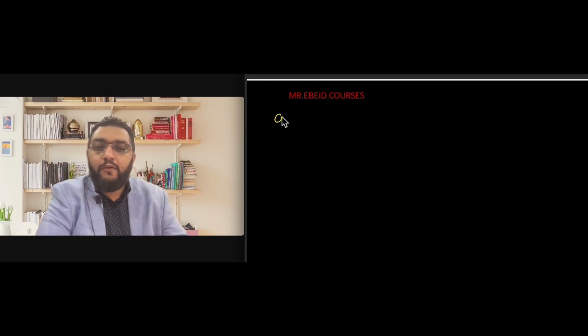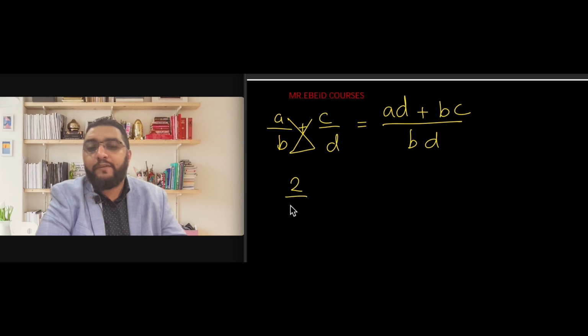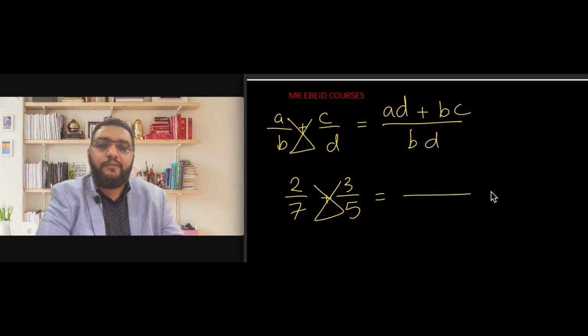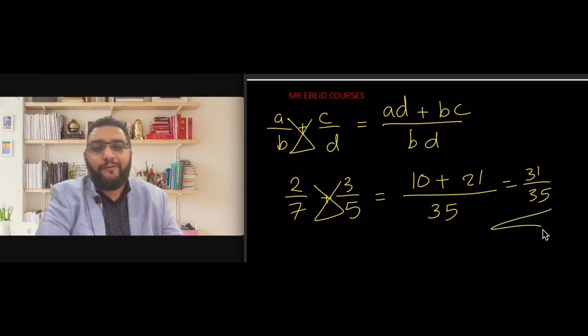So we have a rule in fractions. If we have a over b plus c over d, with two different denominators, we multiply b times d, then multiply a times d plus c times b, or b times c, it is the same. For example, if we have 2 over 7 plus 3 over 5, cross: 7 times 5 equals 35, 2 times 5 equals 10, and 3 times 7 equals 21. Then add 10 and 21, which equals 31 over 35.